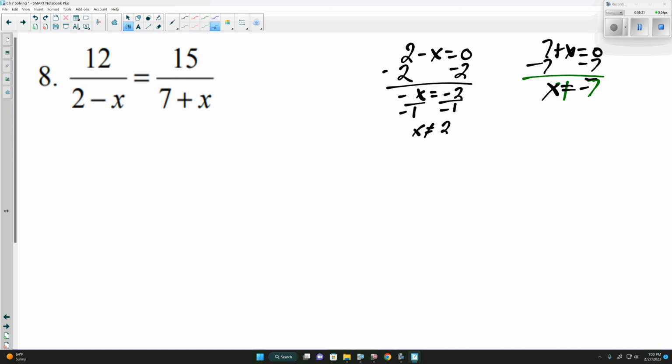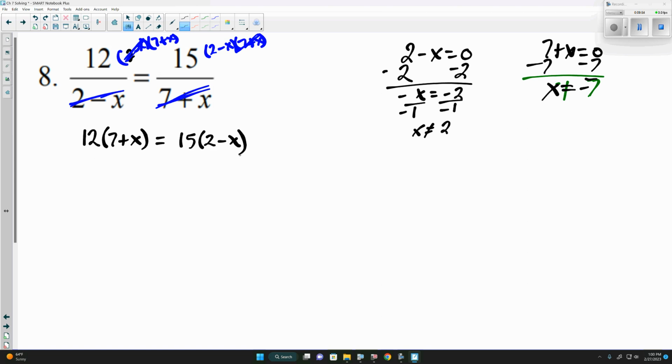What would we need to do next? Multiply by 2 minus x and x plus 7, or 7 plus x, either one works. Because the x plus 7 and 7 plus x would cancel out. On the other side, the 2 minus x will cancel out with the 2 minus x, leaving us with 12 times 7 plus x is equal to 15 times 2 minus x.